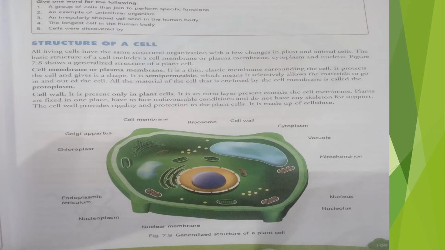So students, remember, the cell wall is absent in the animal cell. The outer layer of the cell is called the cell membrane, but in the plant cell, apart from the cell membrane, another extra cover is there, which is called the cell wall. The cell wall is not flexible, it is rigid, and it gives support and structure.